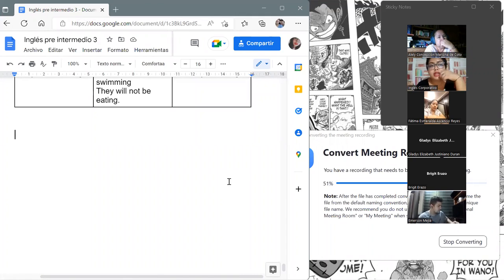Estamos hablando de acciones que están en progreso, que ya comenzaron, que no han terminado y que van a pasar en un tiempo en el futuro. Así como el ejemplo de this time next week, a esta hora, la próxima semana, yo voy a estar haciendo algo en específico. Then we use this tense for suppositions about what's going to happen.